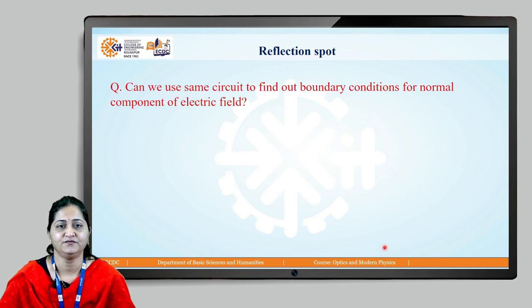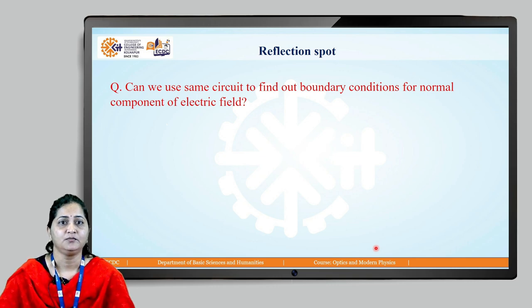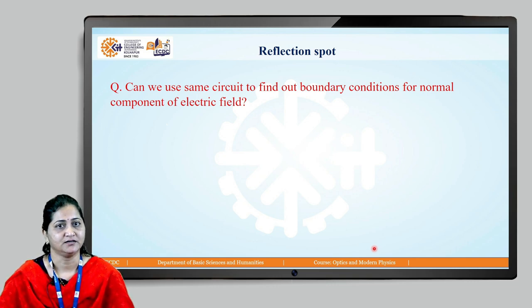We have now derived the tangential component only. So, can we use the same circuit to find out the boundary condition for the normal component of electric field also? You can think over it, and you may get the answer. I hope you have got the answer.